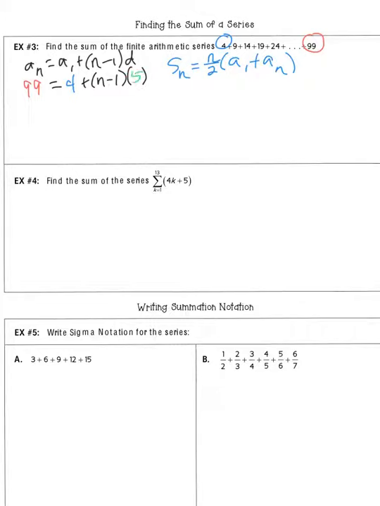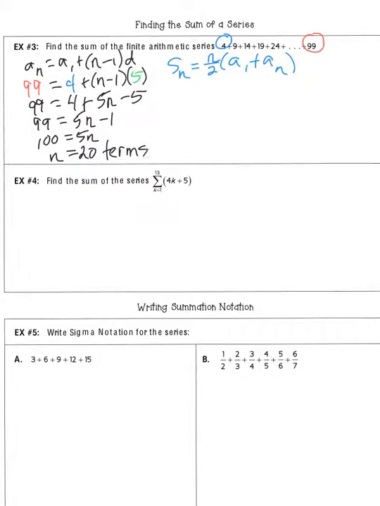So let's solve for n. So I have 99 equals 4 plus 5 times n is 5n, 5 times negative 1 is negative 5. So I have 99 equals 5n minus 1. I combine the 4 and the negative 5. Add 1 to both sides. I get 100 equals 5n. Divide both sides by 5. I get n is equal to 20. So there are 20 terms.